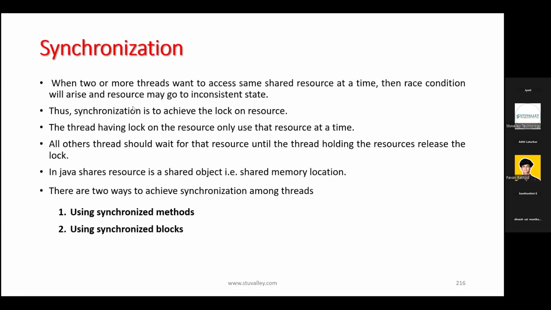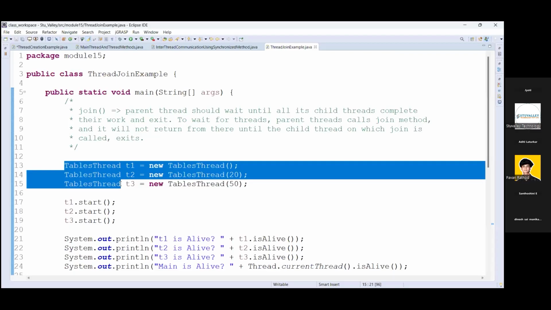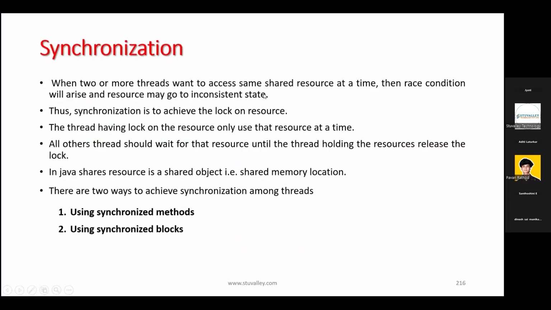Okay. So the next important point is synchronization. Synchronization is important as we have seen that two or more threads want to access the same shared resource. Here in this example, these three table threads are sharing the same constructor and the same run method. Then a race condition will arise, and the resource may go into an inconsistent state. Thus, synchronization is to achieve the lock on the resource.